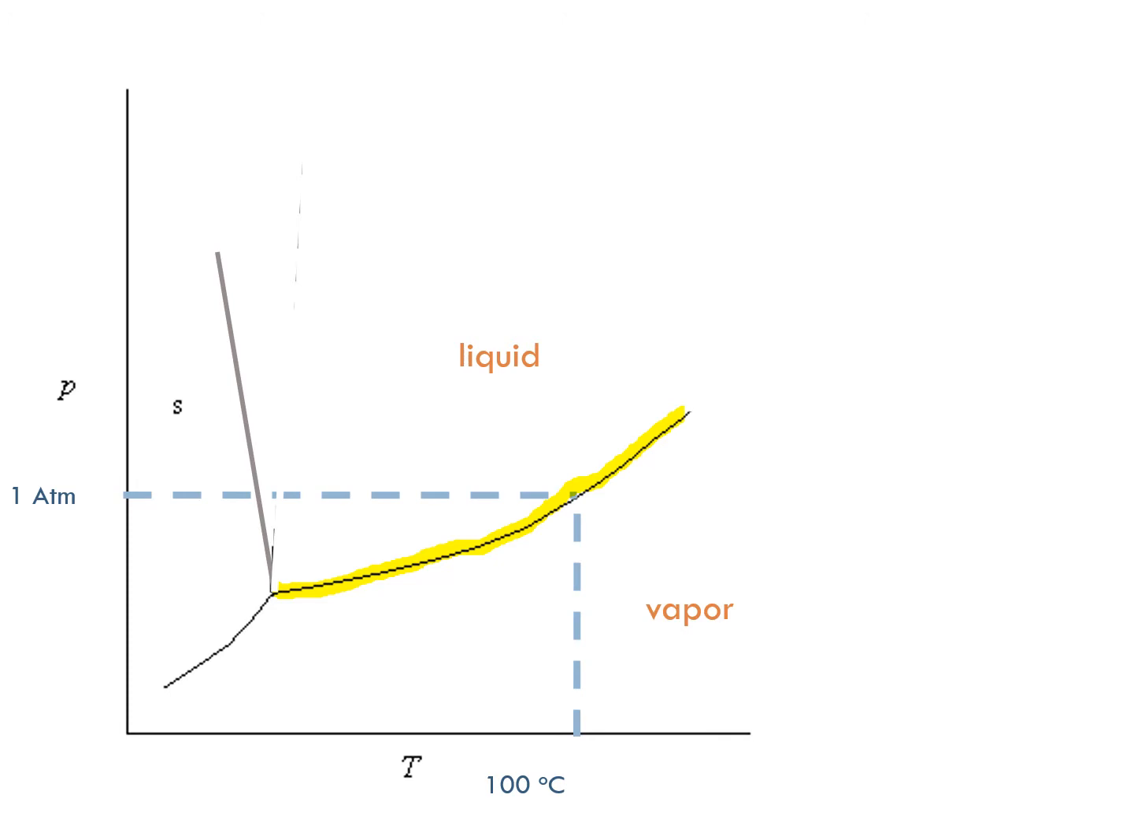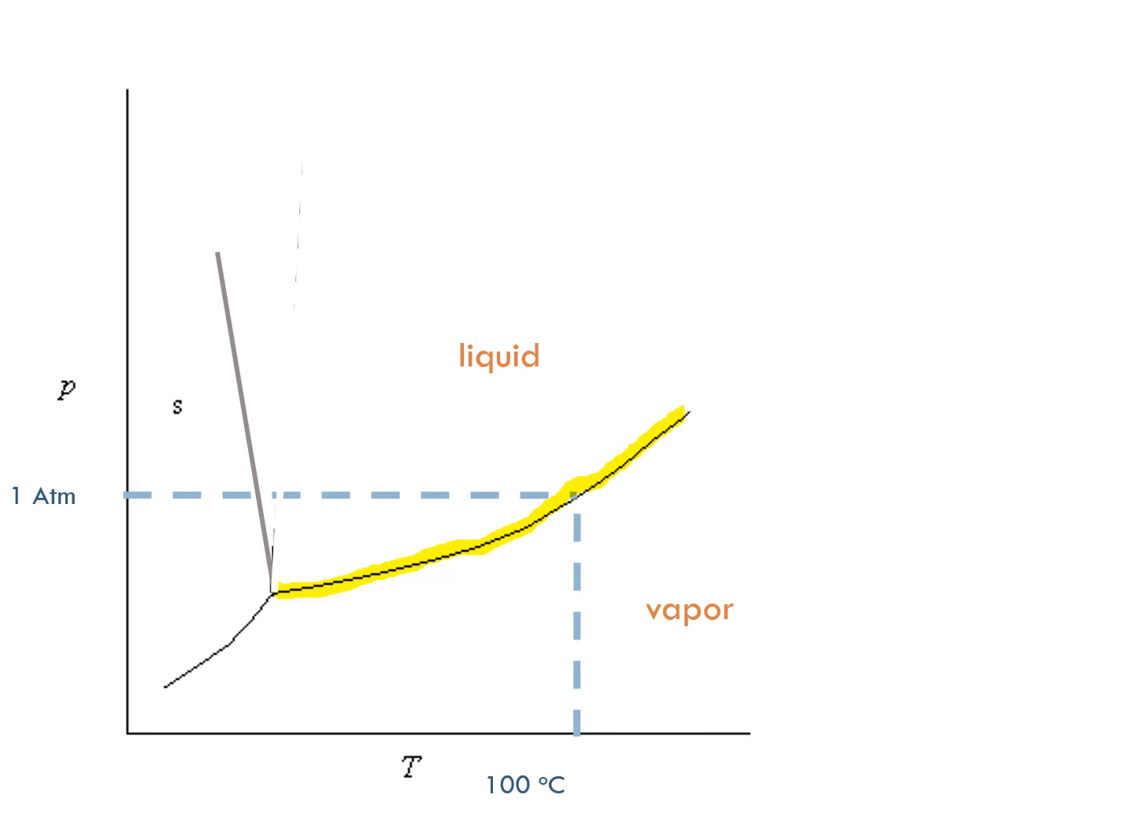And on this curve, we have highlighted this point, and that is the boiling point of water when the pressure is 1 atmosphere. So that's, let's say, the standard pressure. We call that boiling point, 100 Celsius, the normal boiling point. But of course, if we change the pressure, the boiling point would be different.